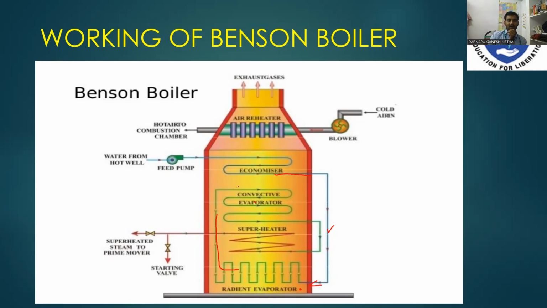Then it goes to the convective evaporator. Here it is partially converted. Then it will be sent to the superheater. After the superheater, it is again heated to a high temperature, so the steam is totally formed. That steam is sent to the turbine blades.